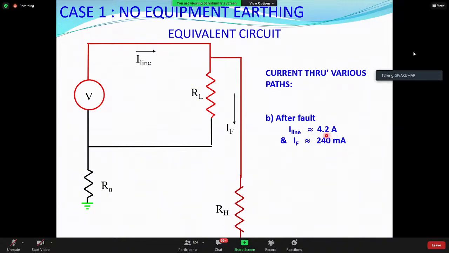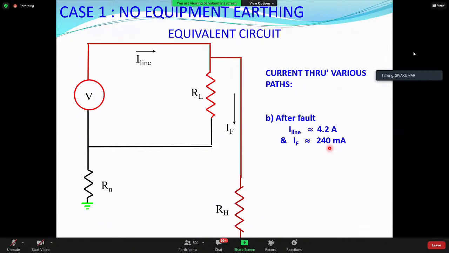Here, the magnitude is also a concern. The duration is infinite. So, it is sure to affect the human being fatally. Sure to affect the person fatally. This is the bad effect of not doing equipment earthing. That is why we are doing equipment earthing.